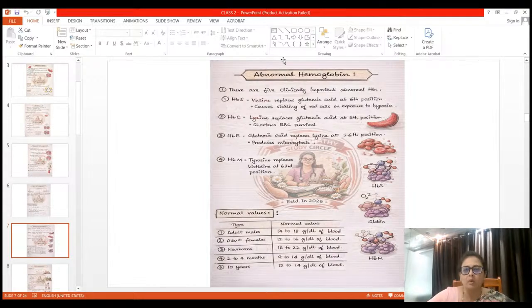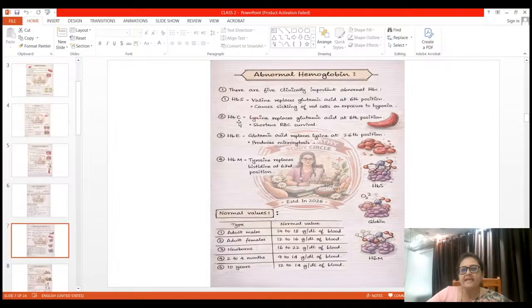Next, abnormal hemoglobins. There are 5 clinically important abnormal hemoglobins. First one is hemoglobin S, where valine replaces glutamic acid at the 6th position. What does it cause? It causes sickling of red cells on exposure to hypoxia. When there is a low oxygen level, it leads to sickling of red cells.